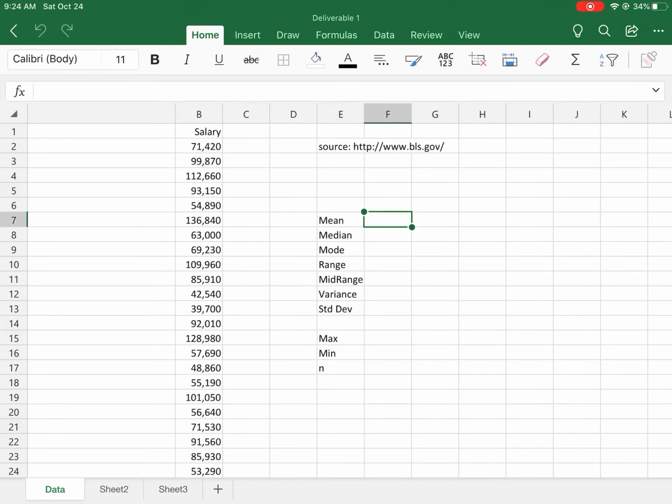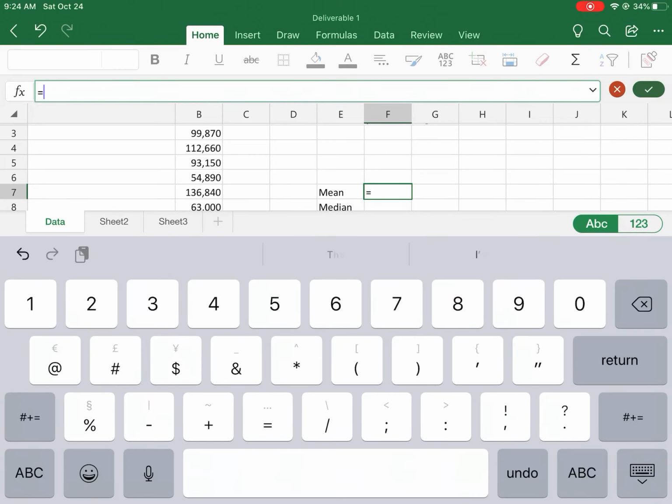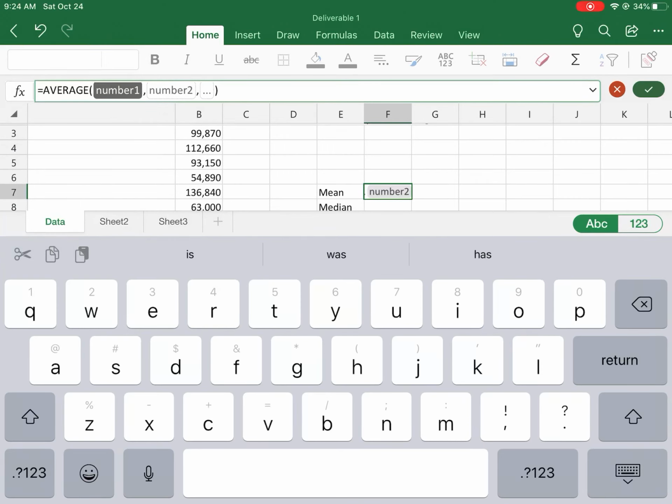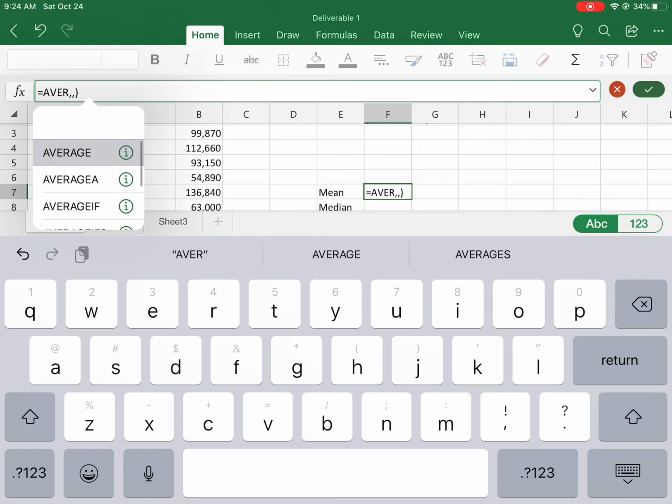When you do this, you want to show how you do it. Remember, that's your average. Then go ahead and put in B2 to B365, and you'll get your answer there.